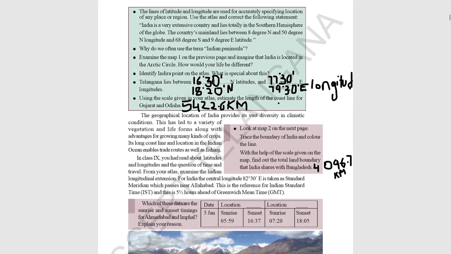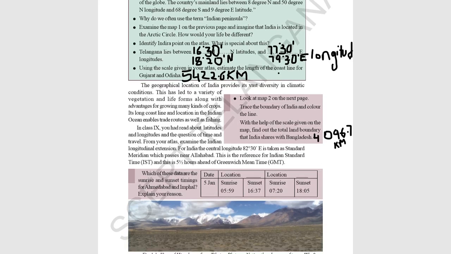And identify Indira Point on the atlas. What is special about this? Indira Point is the southernmost point of India. I have written it in the question answers. You just take it down. And it is located in the Nicobar.